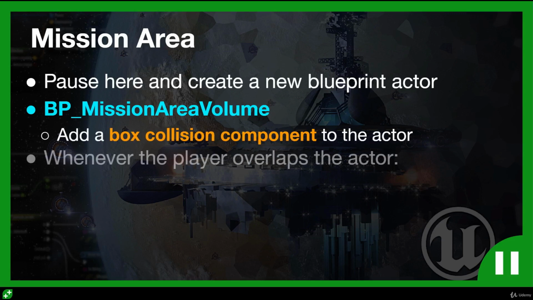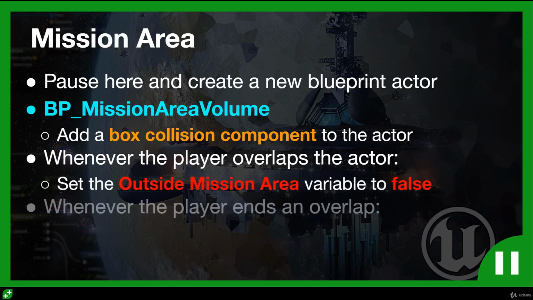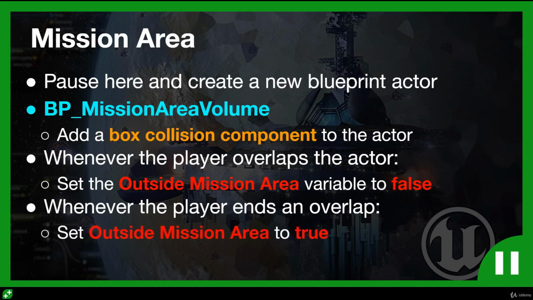Whenever the player overlaps the actor, set the outside mission area variable within the Marine blueprint to false. This would mean that whenever the player enters this volume, they are within the mission area. Then once the player ends an overlap with this actor, set the outside mission area to true. This would represent the player leaving the mission area.